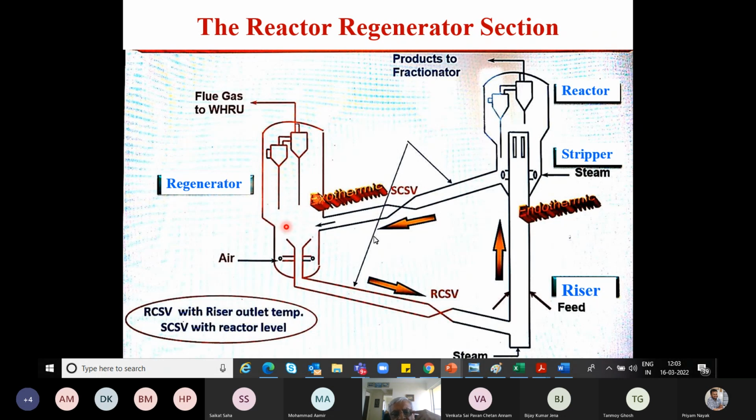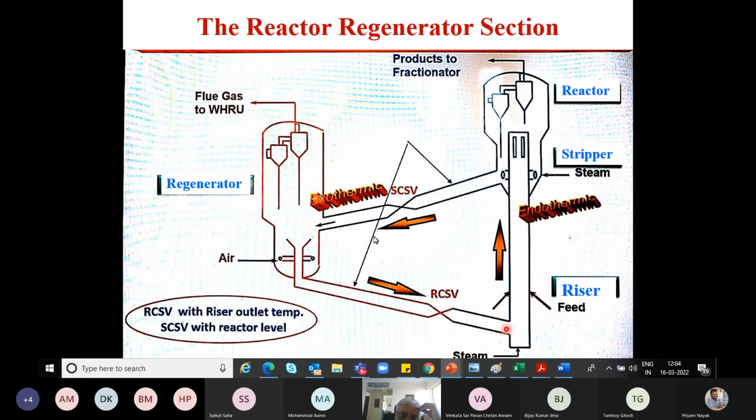While the hot catalyst, which gets heated up because of this exothermic reaction, now passes through what is called another standpipe, the regenerated catalyst standpipe, and the flow rate is controlled through a slide valve called the regenerated catalyst slide valve. And that then continues its journey. Once it comes in, it gets carried up, fluidized up by steam. This is called fluidizing steam. And then once it meets the feed, the feed gets vaporized, and then the journey continues.